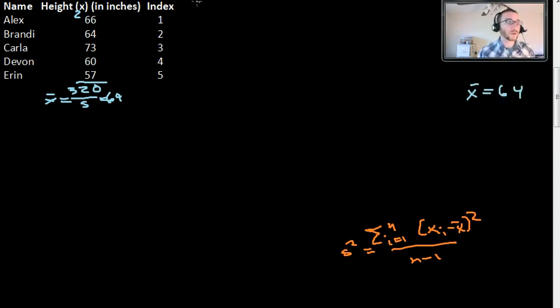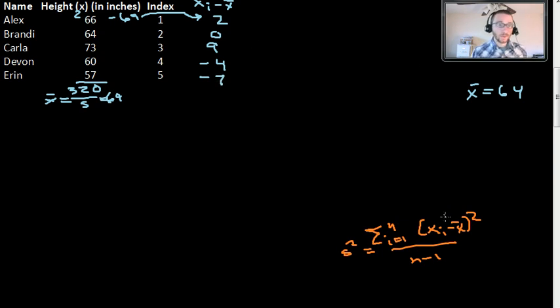Now what I want to do is create another column called x i minus x bar. And now I want to subtract 64 from each of these, right? So 66 minus 64 gives me positive 2. 64 minus 64 is 0. 73 minus 64 is 9. 60 minus 64 is negative 4. And 57 minus 64 is negative 7.